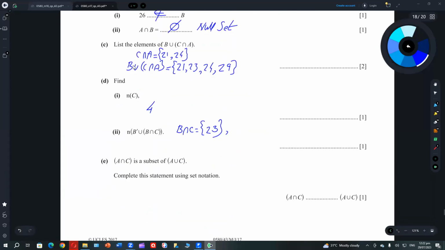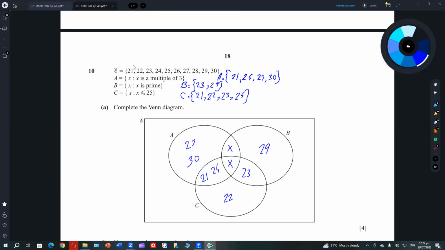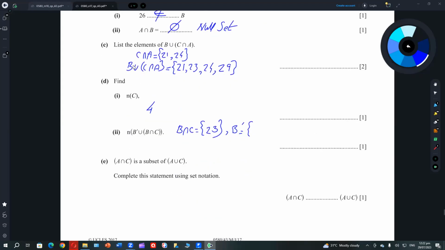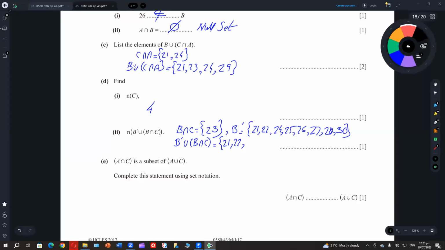And now, what can you tell me what is B prime? What do you mean by B prime? Excluding B. So 23 and 29 are removed from 21 to 30. 29 and 23 are left out. So 21, 22, 24, 27, and 30. Now, unite them: B prime union B intersection C. Unite these two sets. Will 23 come back? No. Why not? Because it's in B. But we are uniting, no? We are uniting these two sets. Okay.